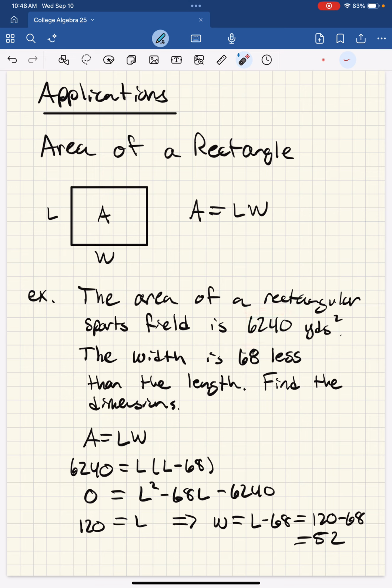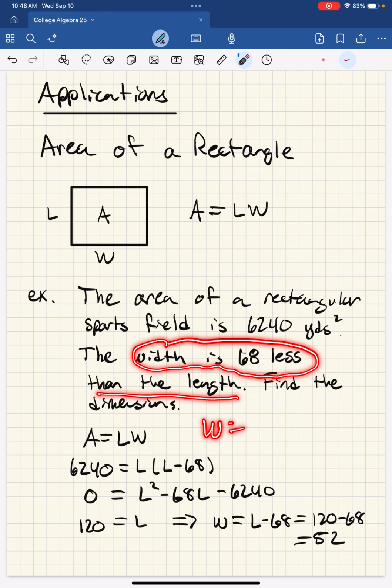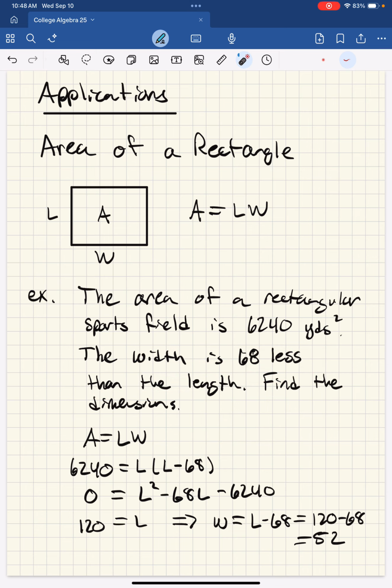Let's find the dimensions. We start with A equals LW and substitute based on the information given. A was given as 6,240. We are told that width is 68 less than length, so width is length minus 68, and we're going to substitute that for W. Now we've got a quadratic equation once we combine like terms: L squared minus 68L minus 6,240.